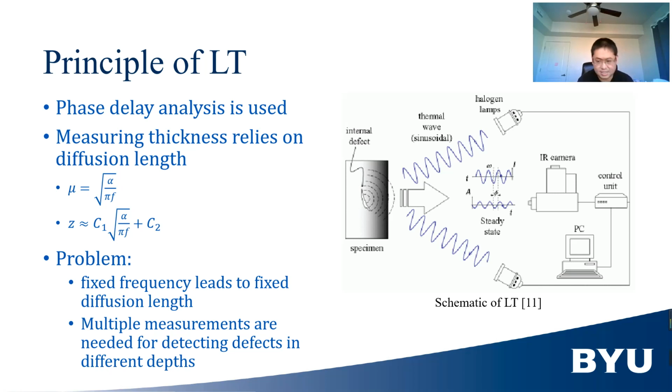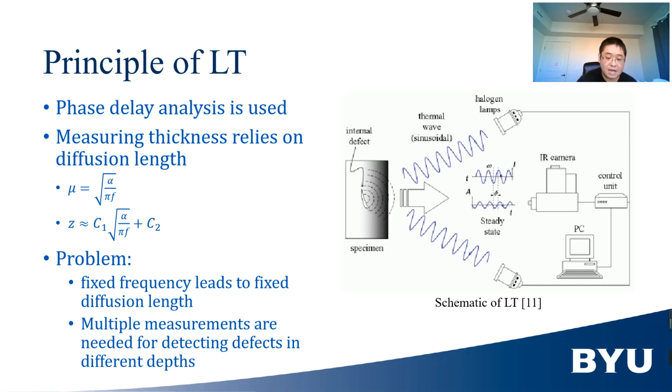But this method has a problem because it only has one frequency, which means that it has only one diffusion length. As I said just now, one diffusion length can only test a limited region. So we need to flash the sample multiple times to observe defects in different depths. And this is time consuming because LT is already flashing the sample for a longer time than ALT, and we still need to flash it multiple times.